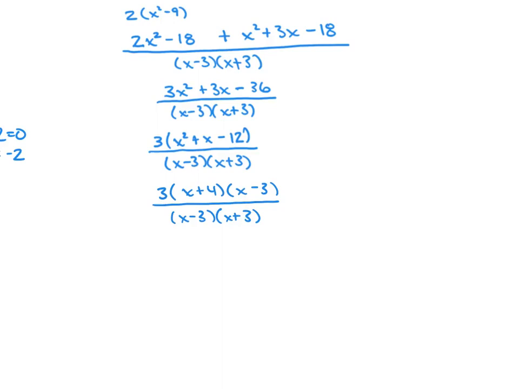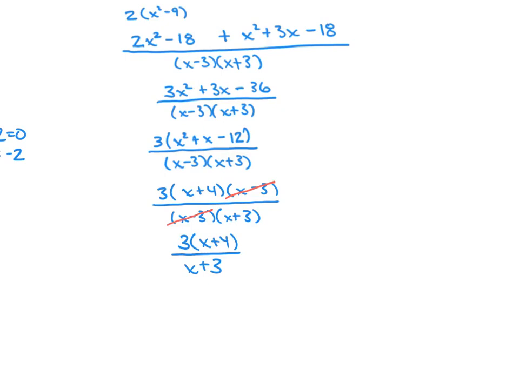I can cancel common factors. We do have an x minus 3 in the top and the bottom, so I'm going to cancel those. And what are we left with? We are left with 3 times x plus 4 over x plus 3. Now, our domain restrictions, let's talk about the domain restrictions.